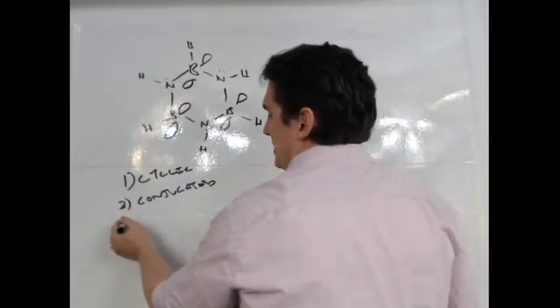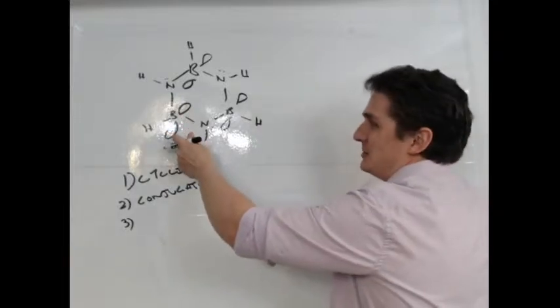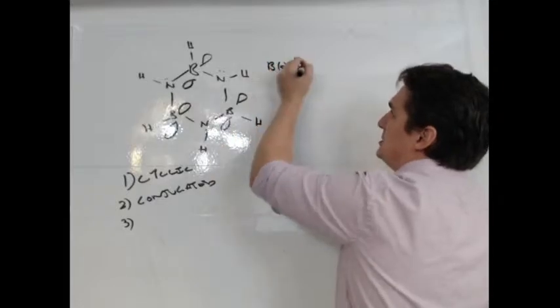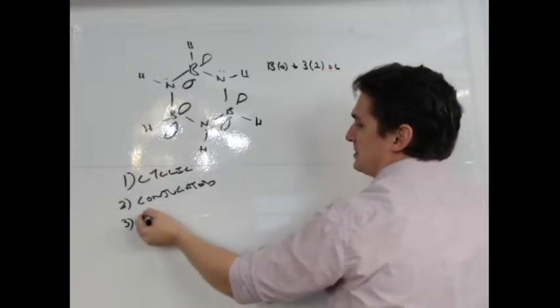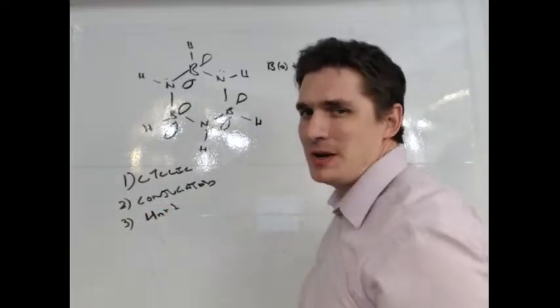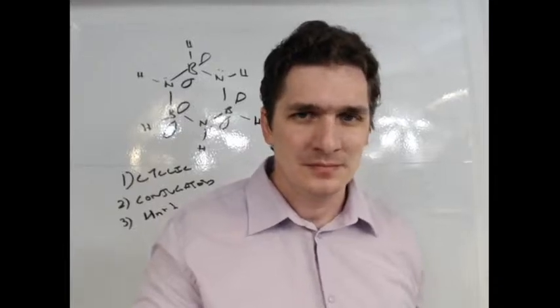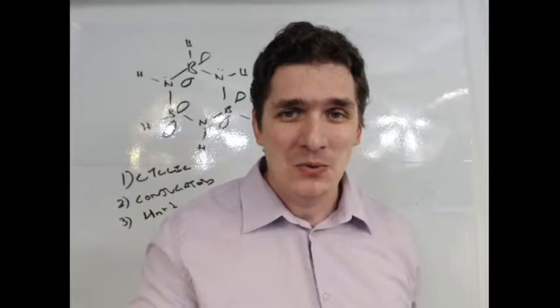So we are conjugated. The question is whether we meet the 4n plus 2. The borons here don't have any electrons in their p orbitals, so for each boron, we get 0. For each nitrogen, we're going to use the lone pair. So we're getting 6, which meets our 4n plus 2 rule. So I would say this is an aromatic compound. And that is correct. Question 37.